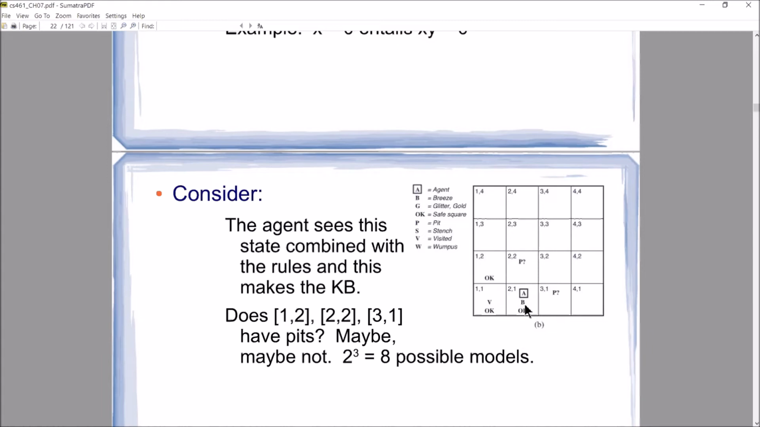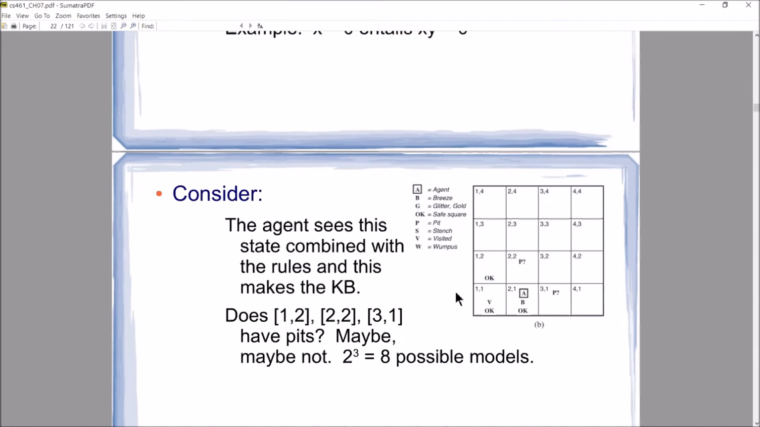Now, it follows, it entails that there must be a pit in either 2, 2 or 3, 1. Agent in 2, 1, breeze, it logically follows based off of the rules, based off of what we understand, based off of our knowledge base, that there must be a pit in 2, 2 or 3, 1. Okay? So, now, do 1, 2, 2, 2, 3, 1 have pits? Maybe, maybe not. Okay?